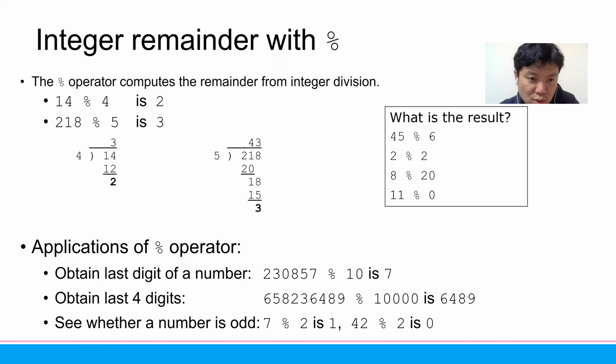Or if you want to know whether a number is odd or even, you can use the remainder 2. If a number remainder 2 is 1, then it is odd. If a number remainder 2 is 0, then it is even.